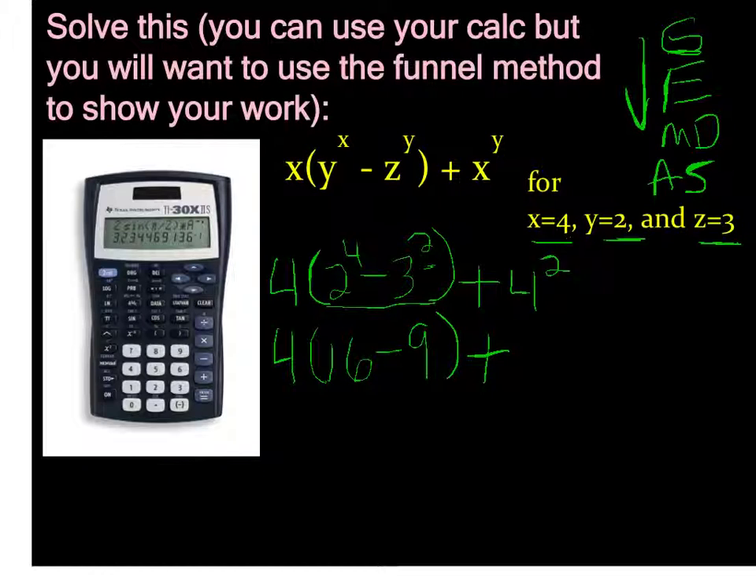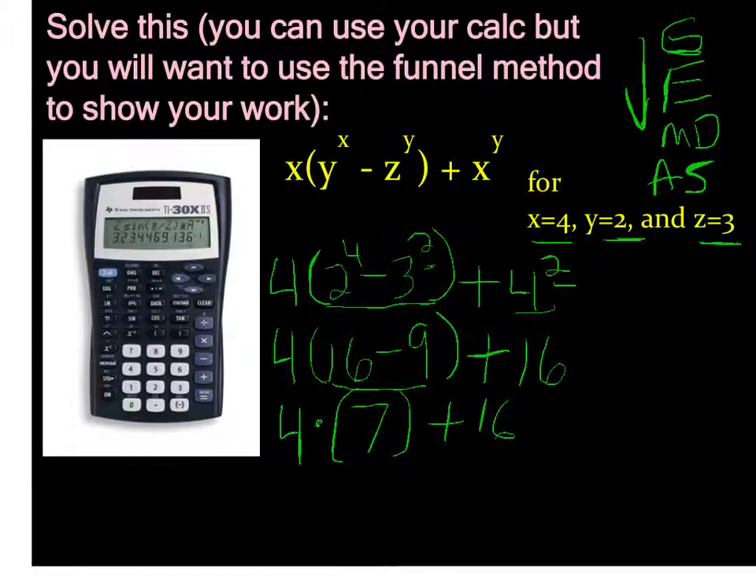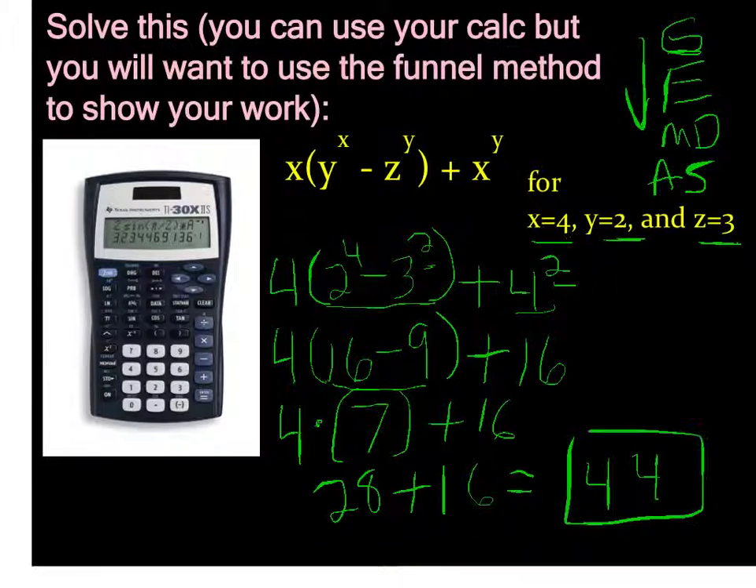If you want, you can deal with this exponent right now too. 4 to the 2nd power is 16, 4 times 4. So now do my parentheses. 16 minus 9 is 7. And when a number is next to a parentheses, it means to multiply. So now I'm going to multiply. 4 times 7 is 28, and 28 plus 16 is 44. So that's our answer.